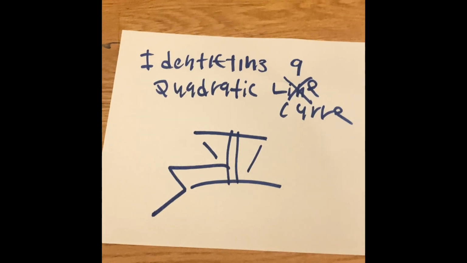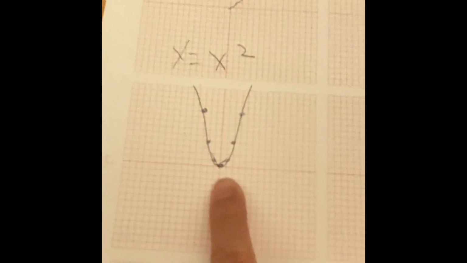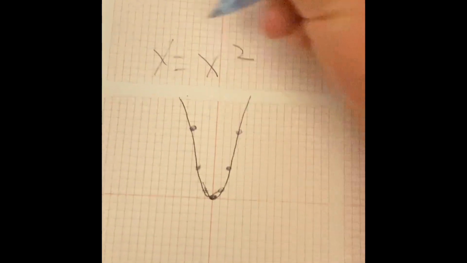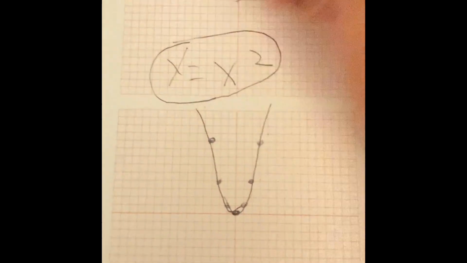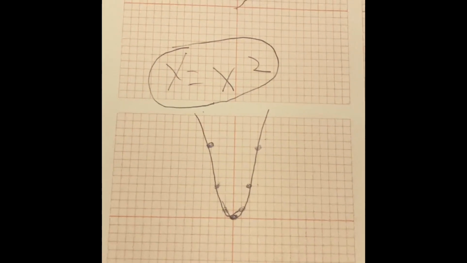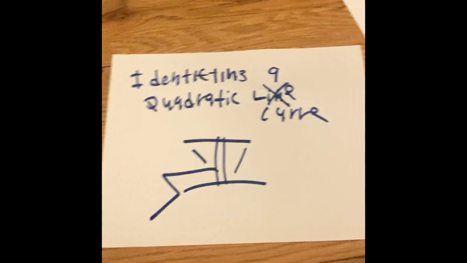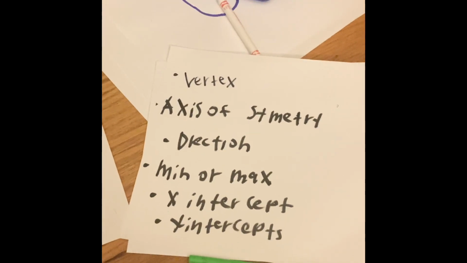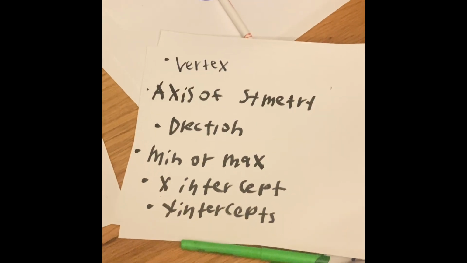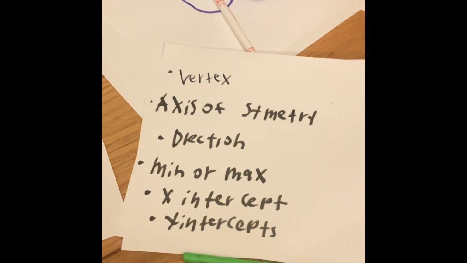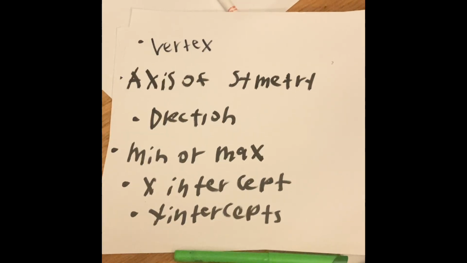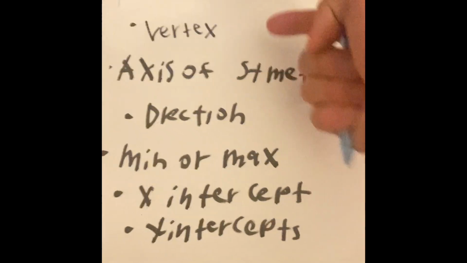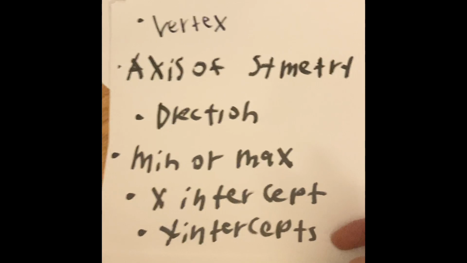We can definitely say that these curves are called parabolas, and they usually come when you have the equation y equals x squared. That is a common curve you will see in your high school years. But there are many different ways of identifying them. There are the vertex, axis of symmetry, the direction, the minimum or the maximum, the y-intercept, and the x-intercept. So what we're going to be doing is going from top to bottom into understanding what these are.